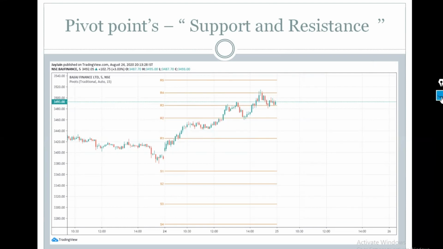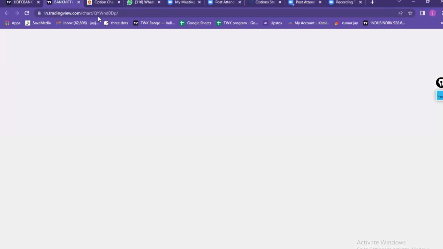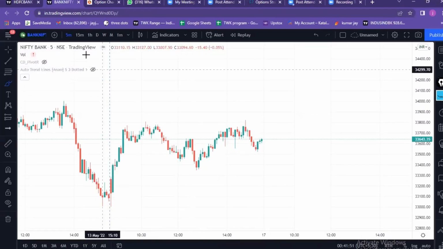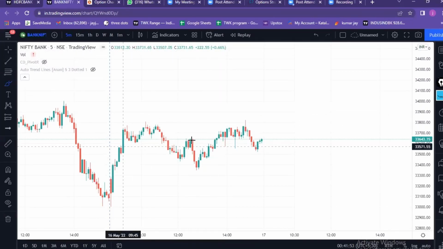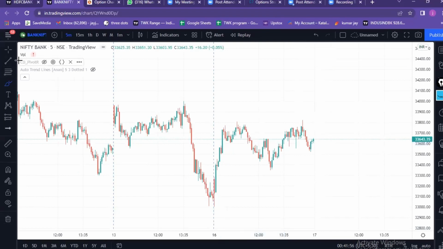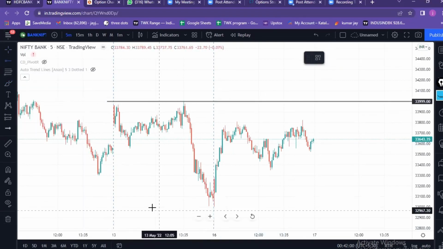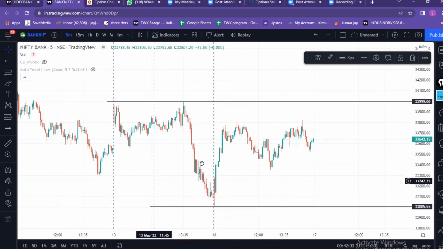What we are going to do is we are not going to use all these pivot points. And the application of these pivot points can be different for different traders. Let's go to the chart of Bank Nifty over here. First thing which I'm going to do is draw the high of the previous day. Let's say this is the previous day high and this is the previous day low.